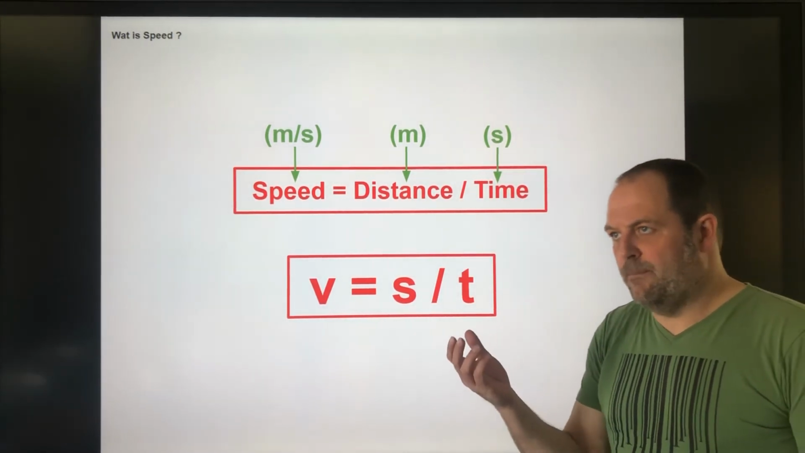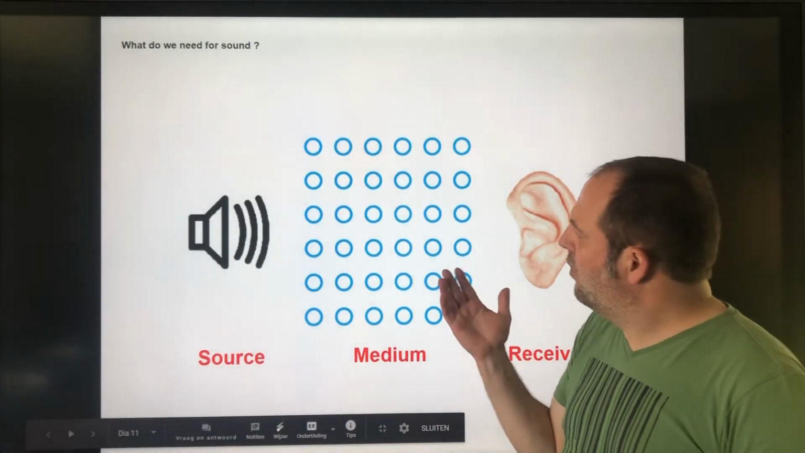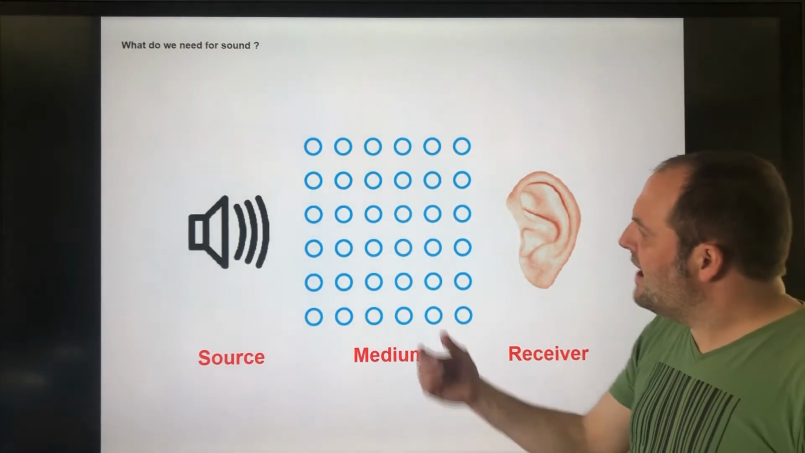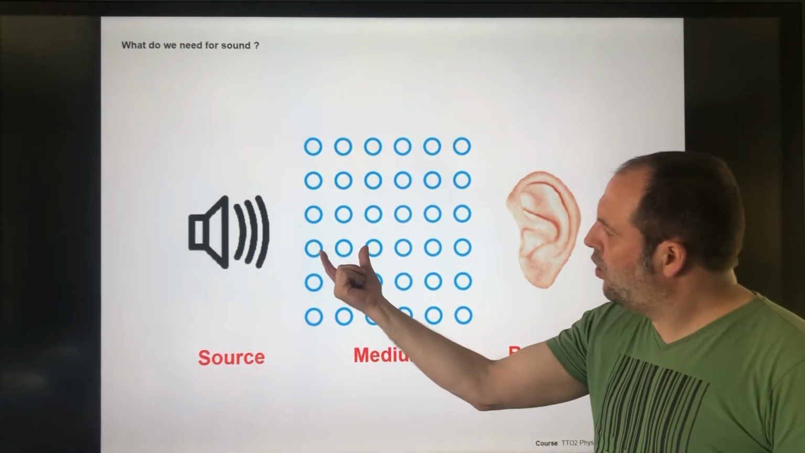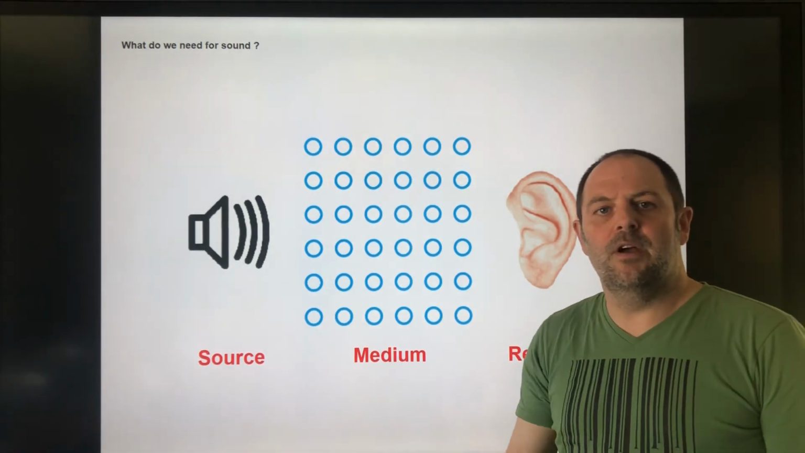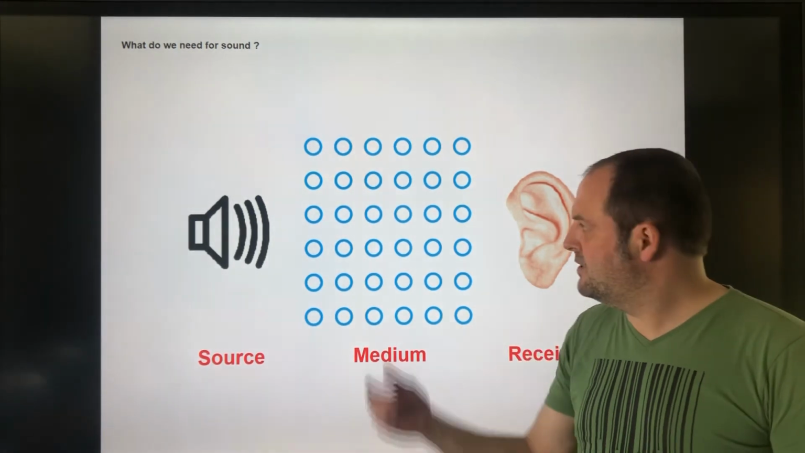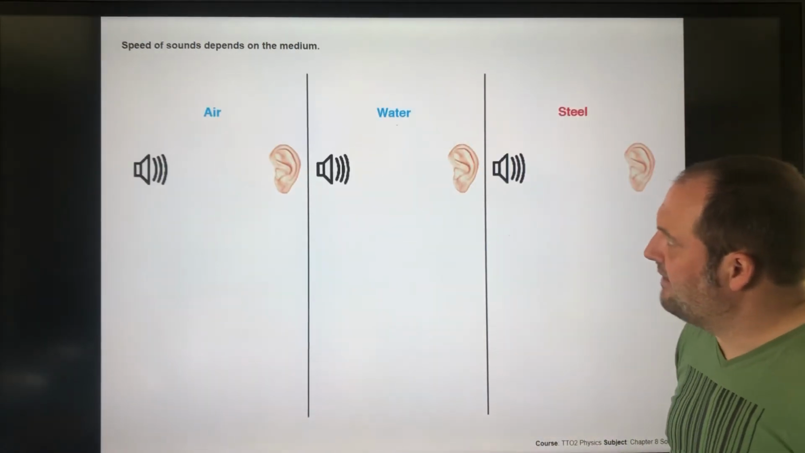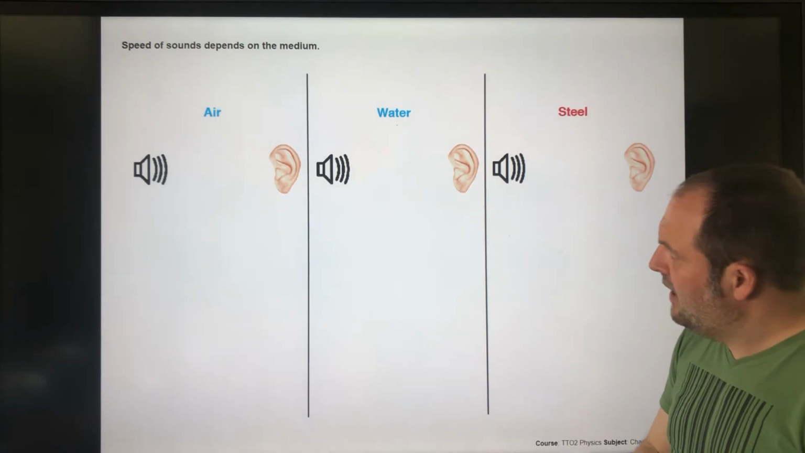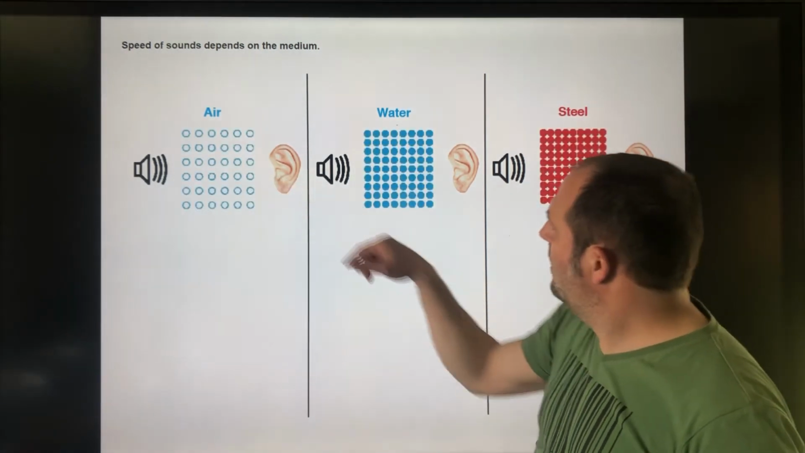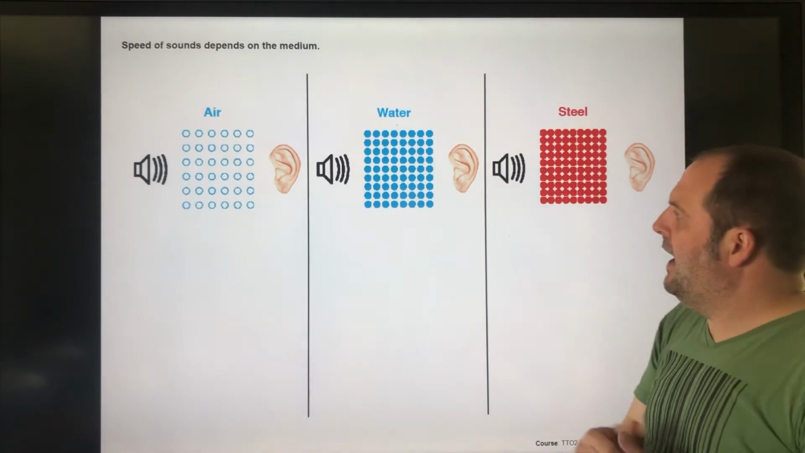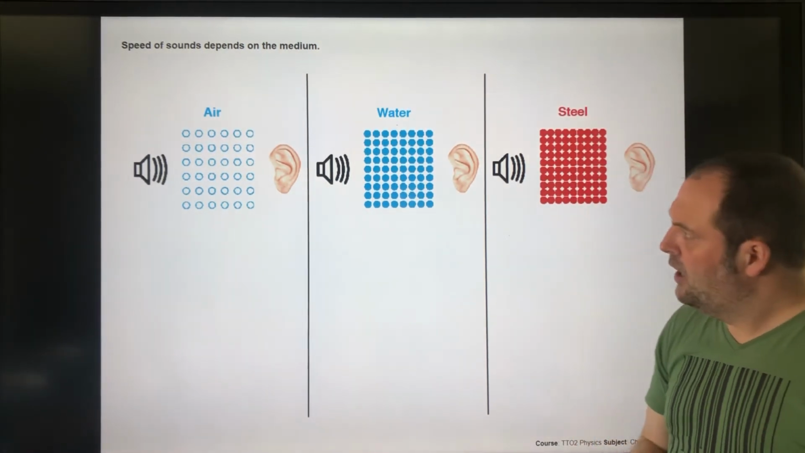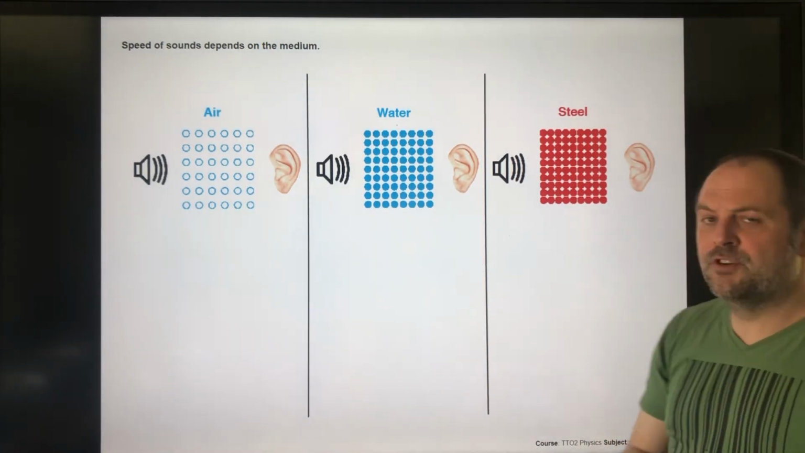You already saw that there were some particles involved in a sound wave. You can imagine that the closer the particles are together, the faster the sound wave will travel, because there is just less distance to be covered. We're going to do a calculation like that. I have the situation with air molecules, over here water molecules, and molecules of steel. So we're going to send a sound signal through air, through water and through steel.